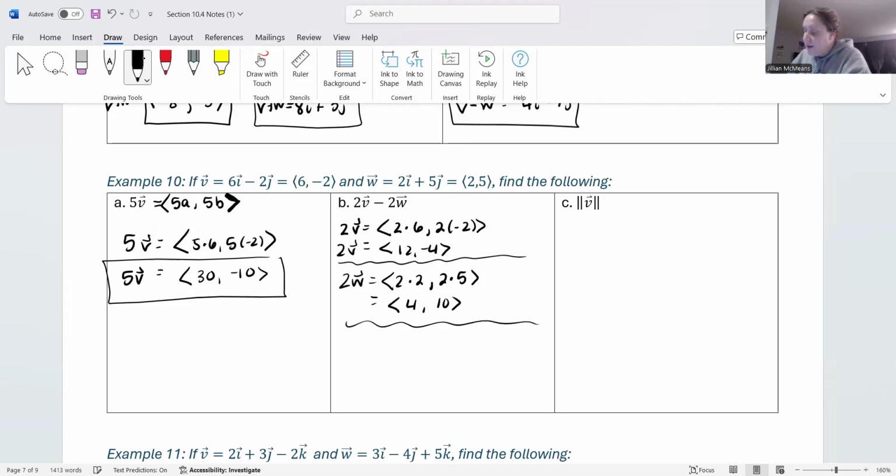And then finally, we're going to do our subtraction. So I'm going to take this right here and subtract this right here. So I'm going to get 12 minus 4, and then negative 4 minus 10. Don't put a comma, put a minus.